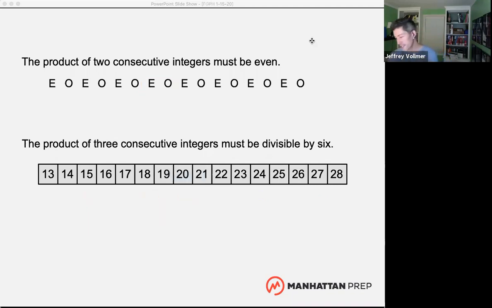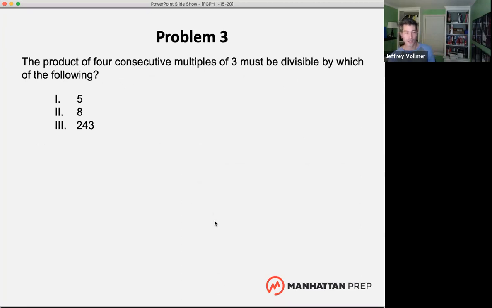All right, let's see, where are we going with this? We're going to try to bring this back to problem three here. So again, we're not talking about consecutive integers per se, we're talking about consecutive multiples of three, so still kind of evenly spaced.